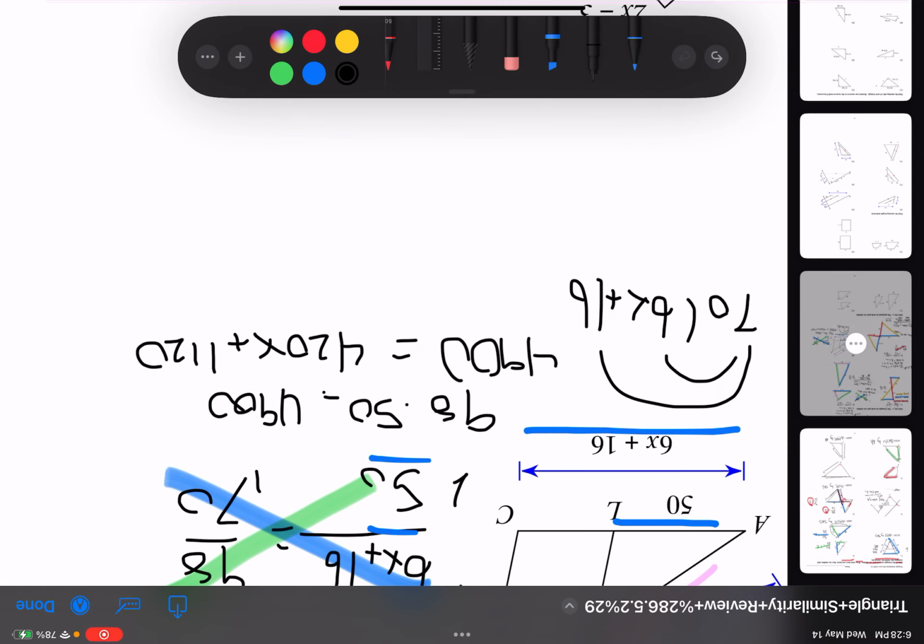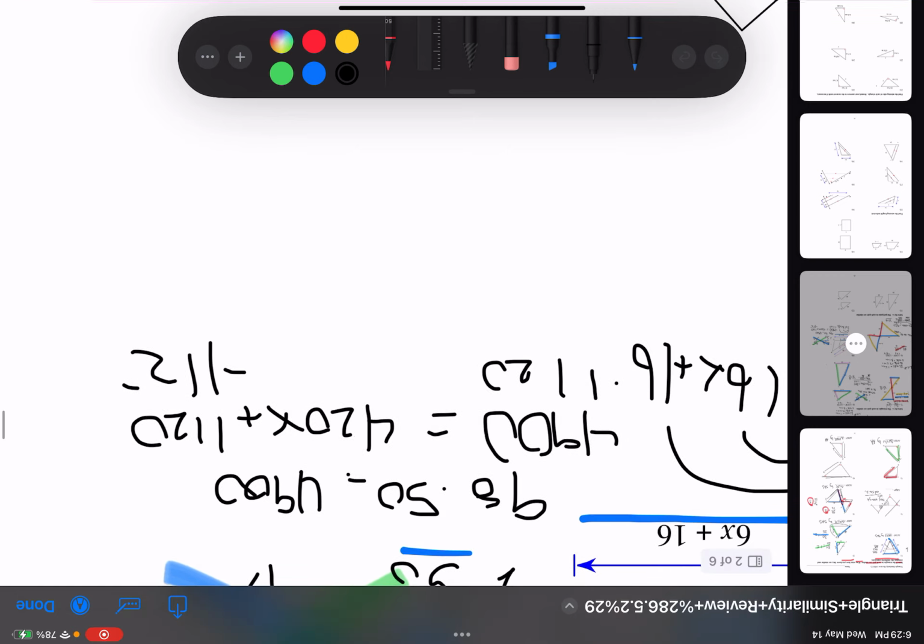Anyway, so let's move our little numbers around. Minus 1120. I'm sorry guys for saying 120, I just meant 1120. 4,900 minus 1120. So then that would be 3,780 is equal to 420x.